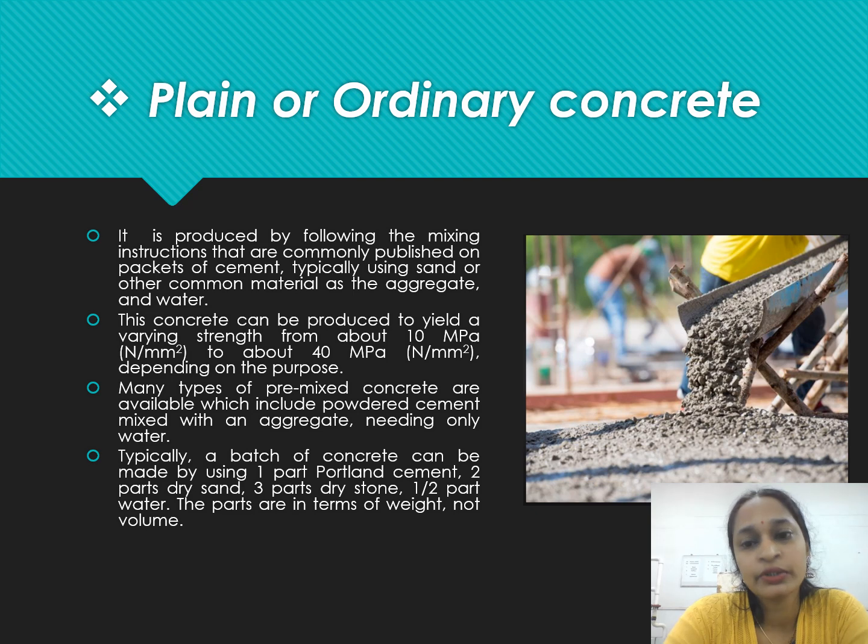Coming to the plain or ordinary concrete, it is produced by mixing cement with water and other ingredients like fine aggregate and coarse aggregate. Sometimes we also include some admixtures as per the requirement, and the instructions are always provided on the packet of the cement packing which we take. The concrete can be produced to yield a varying strength of 10 megapascals up to 40 megapascals, depending upon the purpose you are using this concrete for.